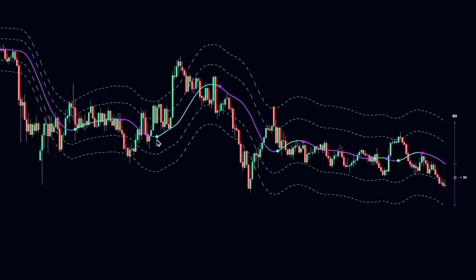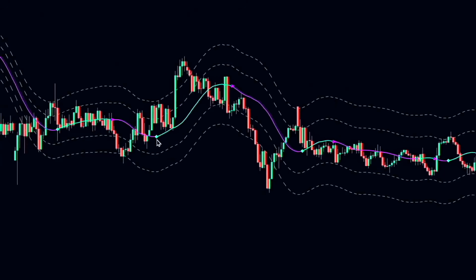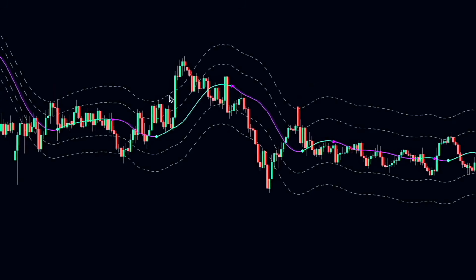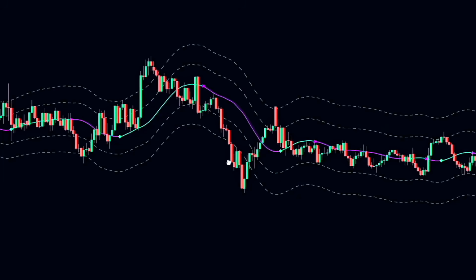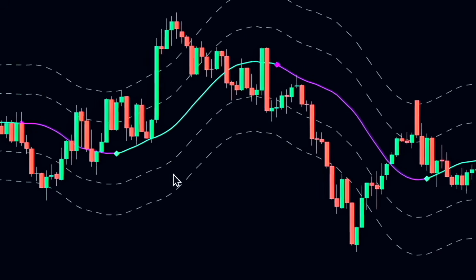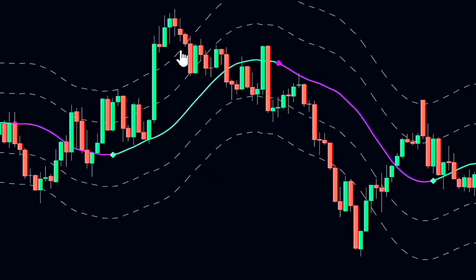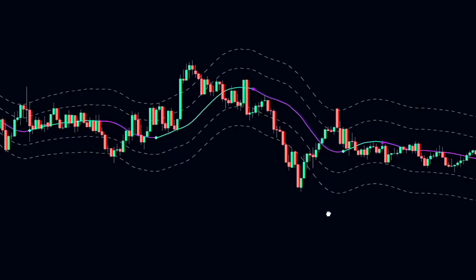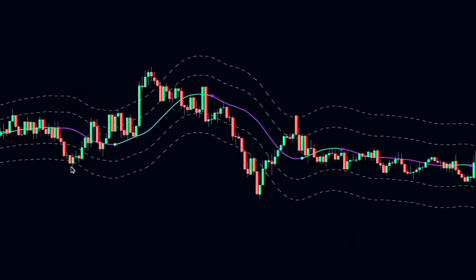Wrapping around that main line are dashed lines forming a channel. These are volatility-based bands, tied to something like ATR, and they widen or shrink depending on price action. Think of them as zones where the price might be stretched too far. When the price hits or nears these outer bands, it could hint at a bounce back toward the center. Perfect for spotting reversals or even scalping, since prices often snap back hard from these levels.